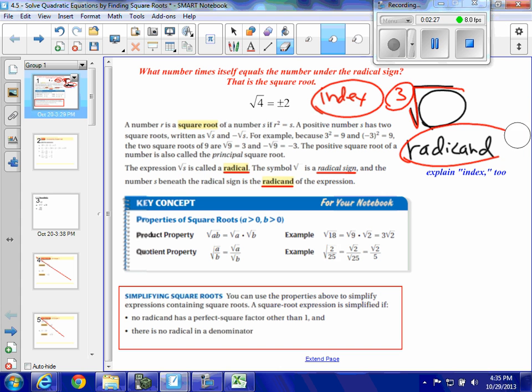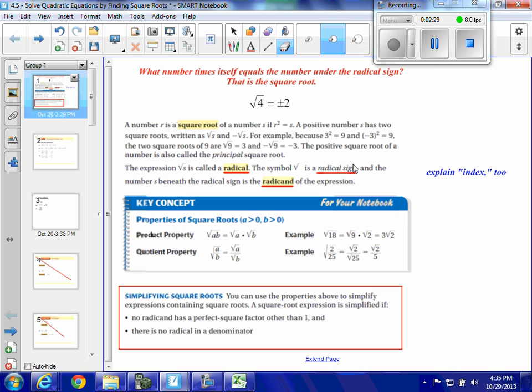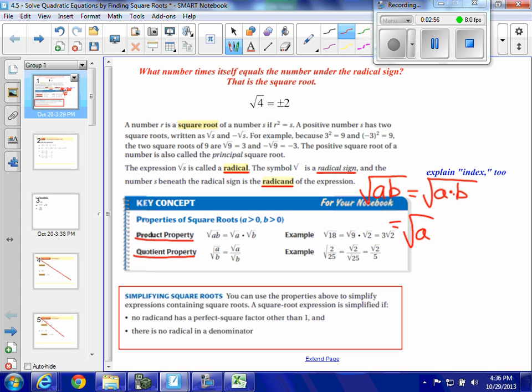There are some very important properties of square roots that we need to know: the product property and the quotient property. What the product property says is that when I have radical AB, which is of course the same thing as radical A times B, times, not plus, that is the same thing as radical A times radical B.